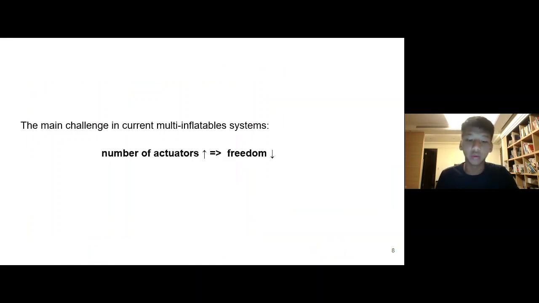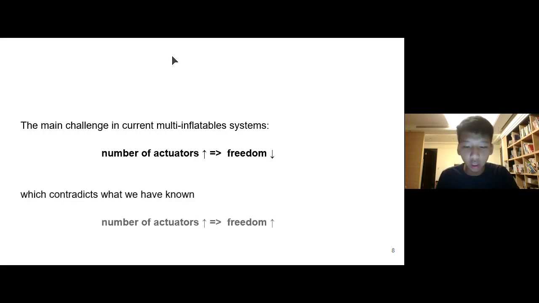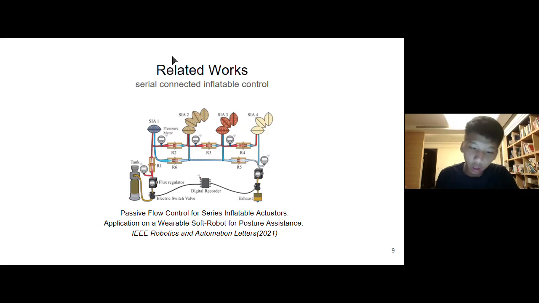Since more actuators would limit the layout, the main challenge in current multi-inflatable systems is that more actuators means less freedom because of the layout constraint, which contradicts what we know in engineering, that more actuators equals more freedom. Recently, we found a work that used a serial control system to control the inflatables in a soft robot, which brings us a silver lining to control the inflatable system in the time domain rather than in space.